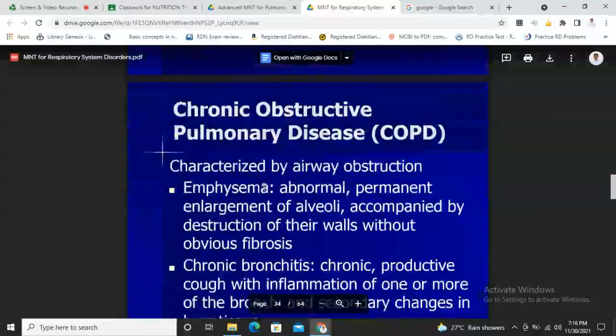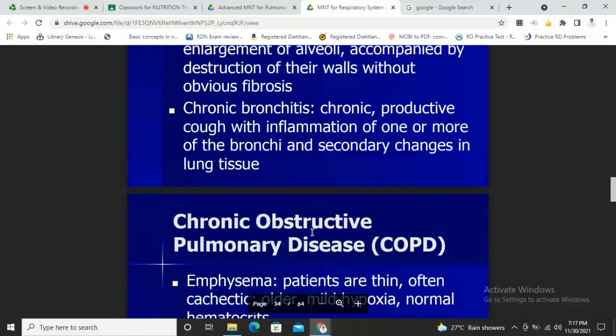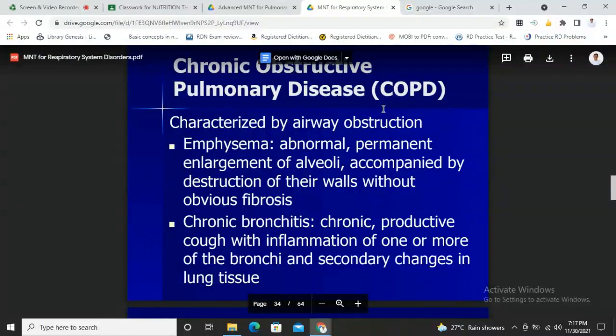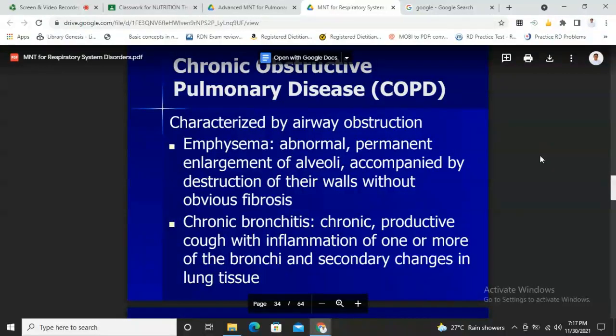Okay, the next chronic disease is COPD, which is an umbrella term or a general term for specific diseases. And those specific diseases are emphysema and chronic bronchitis. Sometimes asthma is also classified as a form of COPD. Okay, but not all authors consider asthma under the COPD nga umbrella term. But all of these authors consider emphysema and chronic bronchitis as forms of COPD.